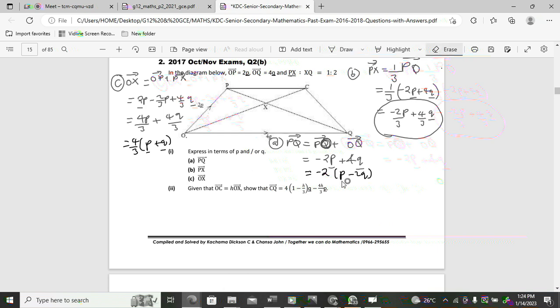Right. Okay, now let's work out this the second part. And these are the parts that I love about vectors, which say show that. I love those parts.